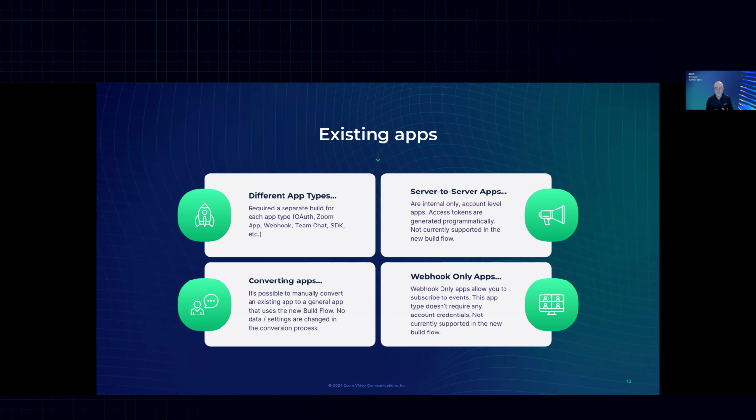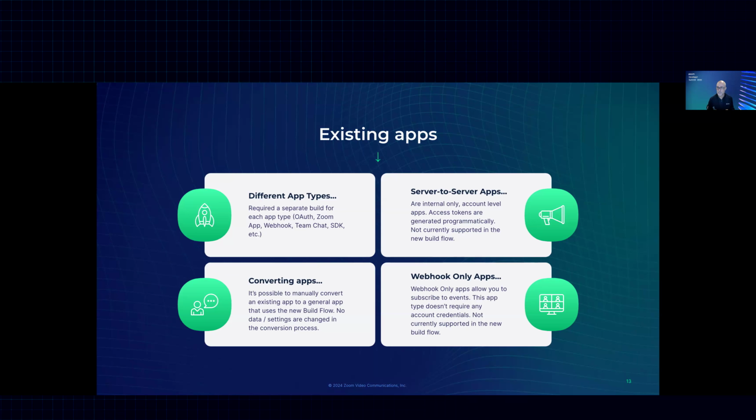So just back on the existing apps, those app types that we just mentioned, server-to-server and webhook only, after this week, you'll still be able to create those, but the other legacy app types, we will be deprecating the ability to create new legacy apps. Okay, so where you have OAuth apps, Zoom apps, Team Chat, SDK apps, you could create them separately in the past. After this weekend, you will only be able to create the new general app for those app types.